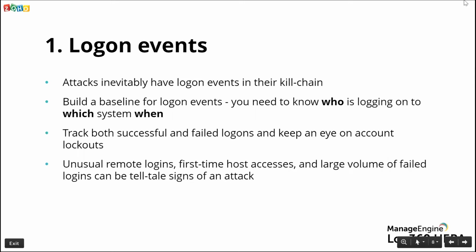And again, we said the 3 types of anomalies are time, volume and pattern. So if a logon is happening at an unusual hour, we can track that. Based on the volume, if we see a large number of account lockouts or failed logons, we can track that. And also the pattern: if someone is doing a first-time host access, that would be unusual and out of the blue, we can track that as well. So this is case 1.